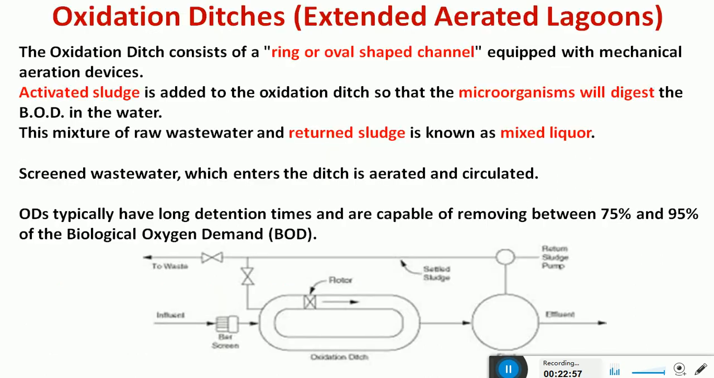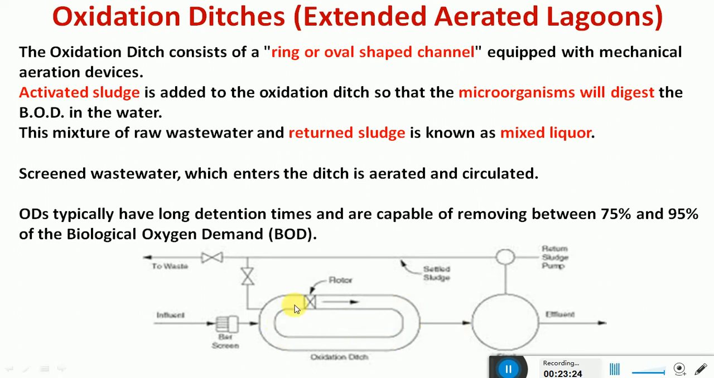Then we have something called oxidation ditches. It is also called extended aerated lagoons. The oxidation ditch consists of a ring or oval shaped channel equipped with a mechanical aeration device. Like I told you, sometimes we make this process more effective by supplying the air externally. Under those circumstances, this is called an oxidation ditch, which is shown in the figure here.